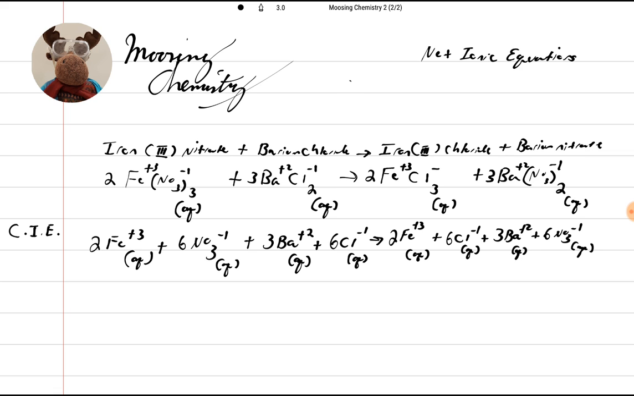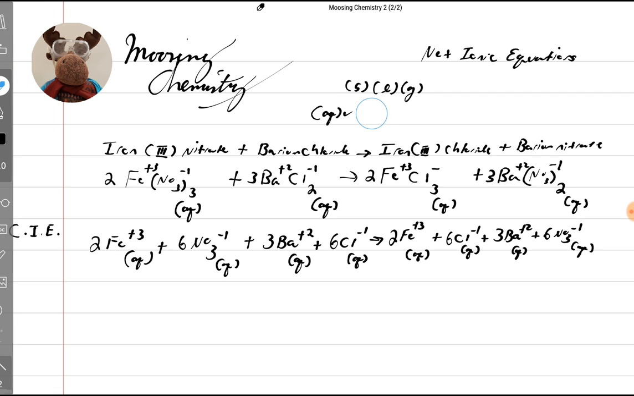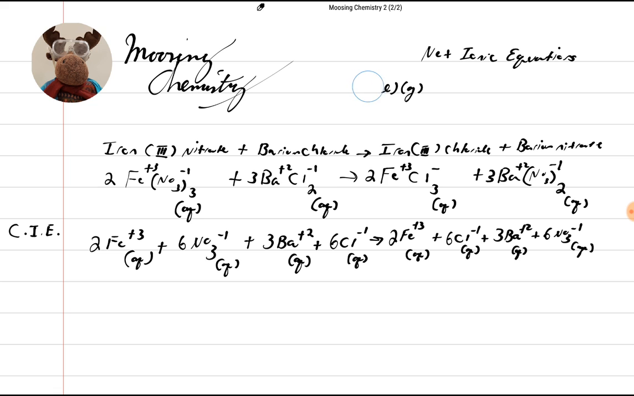Remember that solids do not break apart, liquids do not break apart, gases do not break apart. The only one we really have to worry about is the aqueous. That's the ticket. So let's go ahead and erase that real quickly.